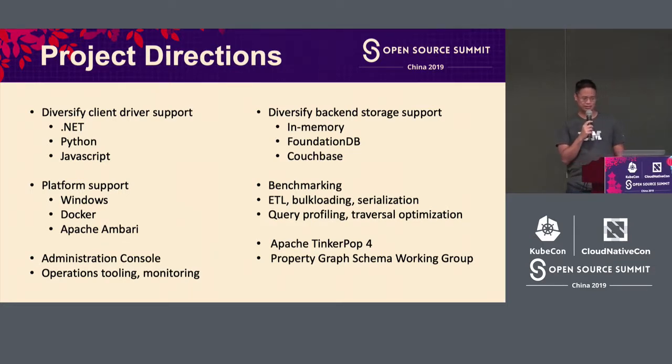Apache Ambari is more for the operations side of the house, being able to have an operations console to easily deploy. This is good if you're using Apache HBase and Solr, so you can easily have JanusGraph in that environment.